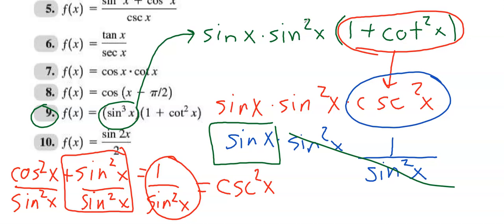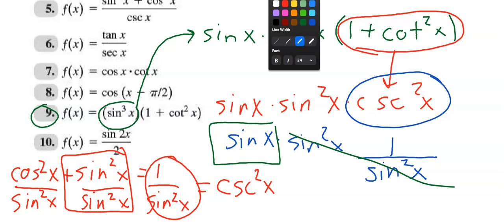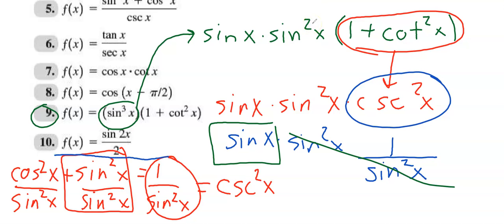Whenever you see things like 1 plus cotangent, 1 plus tangent, you should start thinking back to that whole Pythagorean identity, which is what I went back to. So I came down here and started with the good old Pythagorean identity, and I said to myself, okay, how do I get cotangent out of that?